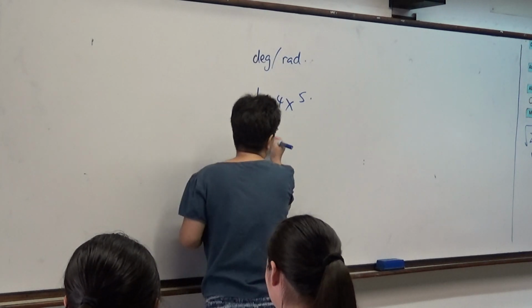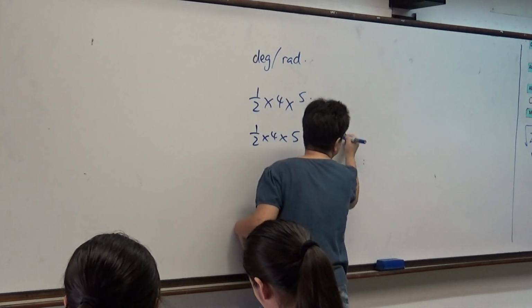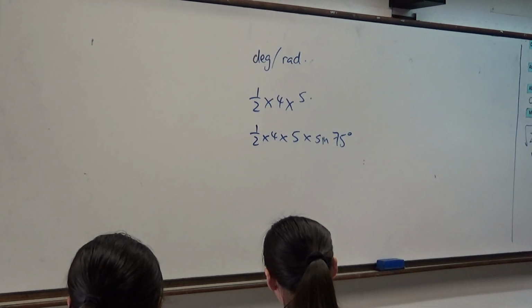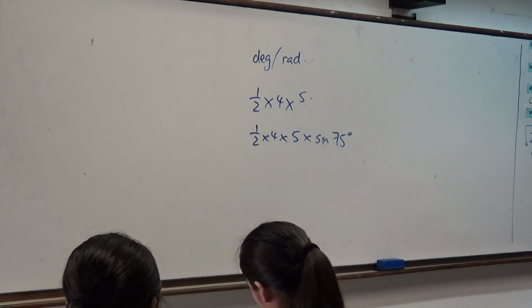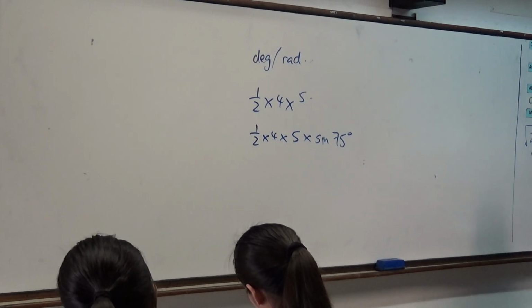But if, let's say, I have half times 4 times 5 times sine 75 degrees, then you must change the calculator to what? Degree mode, because I'm taking sine 75 degrees. If you don't change, you go to the wrong mode, you'll give the wrong answer. Do you understand what I'm talking about?